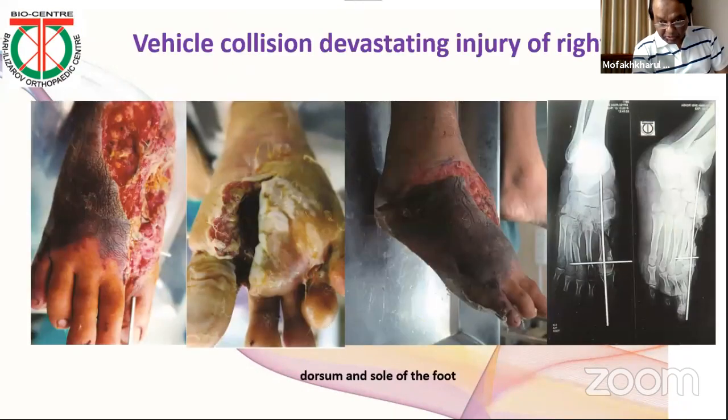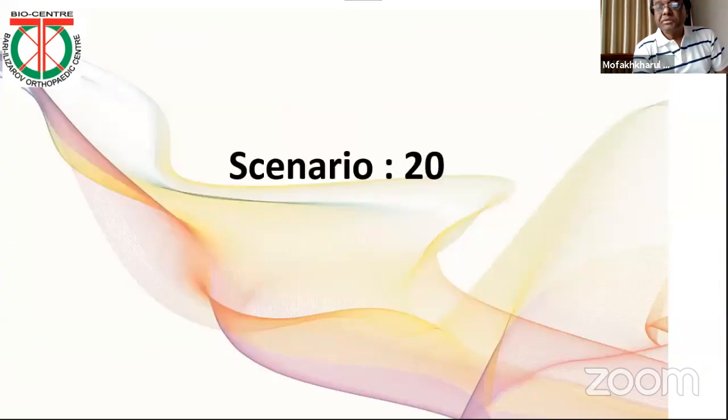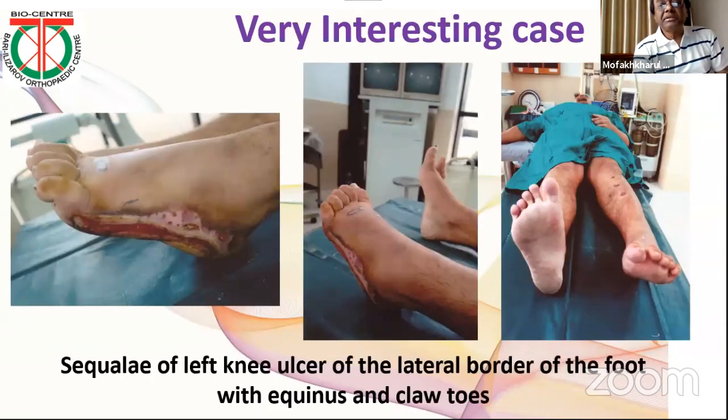Now, I'm going to show a bad case. Everything cannot be covered all the time. Look at this case, I would like to show you. This was a case following a knee dislocation. He was treated elsewhere, and that patient came to me with a big ulcer on the lateral border of the foot with equinus and plateaus. See the plateaus, equinus, and big ulcer.